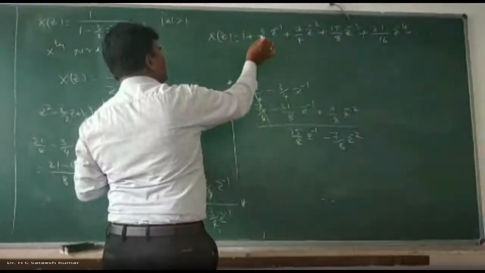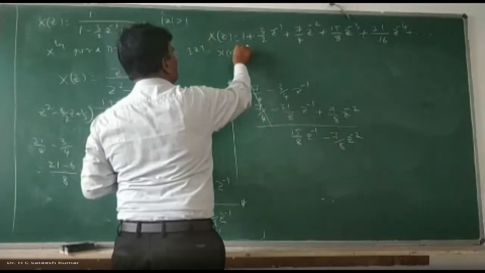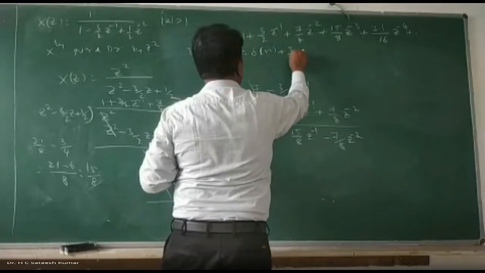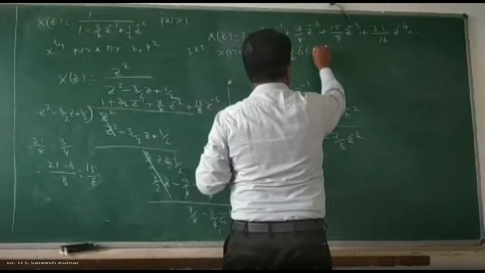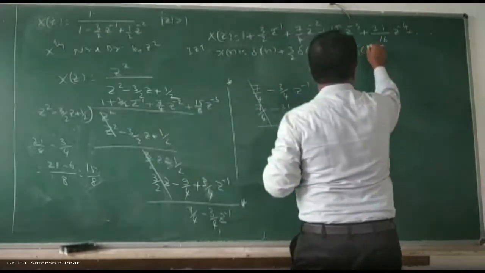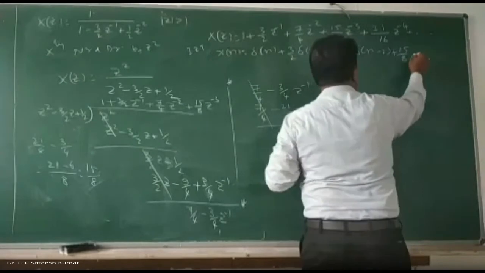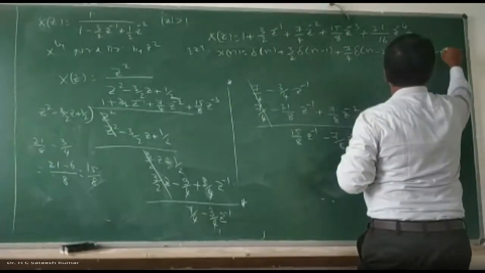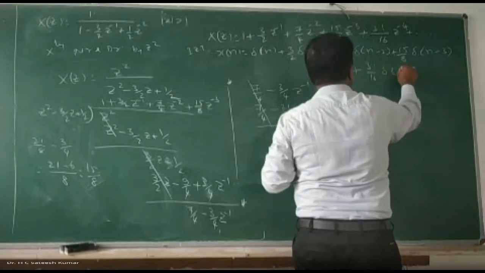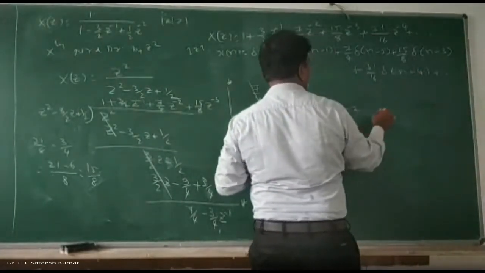Okay, now that means there is a relation. So now we take the inverse Z transformation. X of n is equal to what? Delta of n plus 3 by 2 into delta of n minus 1 plus 7 by 4 into delta of n minus 2 plus 15 by 8 into delta of n minus 3 plus 31 by 16 into delta of n minus 4 plus so on. Okay, now we can generalize this.